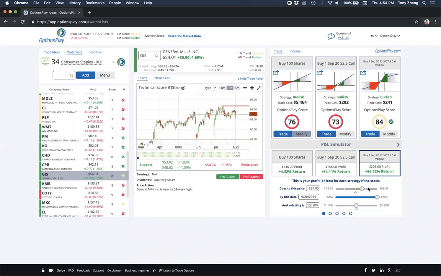So if the stock rallies up to 57, now I make a 54% return. So that is some of the things to really be aware of when you're buying a call option, is that you can be right on the direction and still lose money on the trade or not make much money on the trade, because when you buy a call option, you have to overcome the cost of the call option.